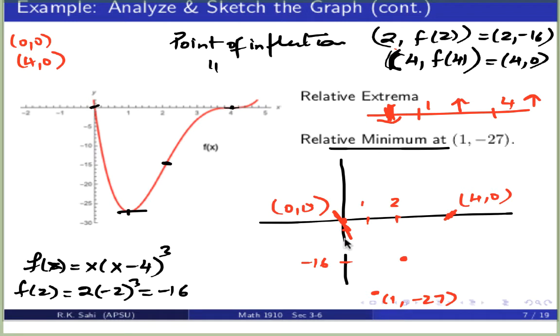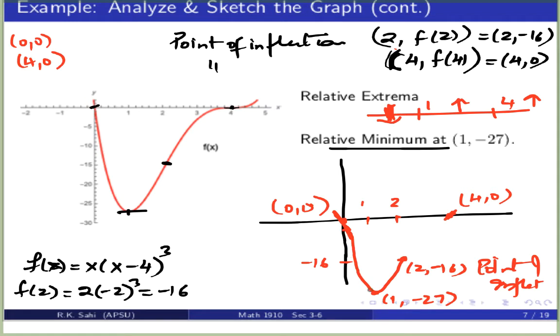When I'm using the software, it shows perfectly, but when you're going to do it by hand, just a little down. It's going to go through this point. This is a point of inflection, remember? That's 2 and negative 16. This is the point of inflection.